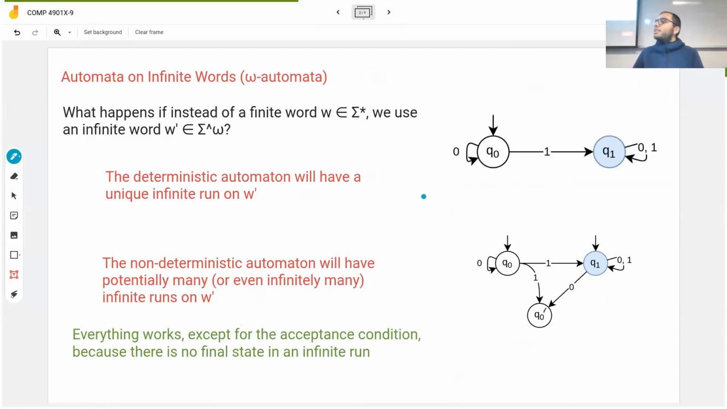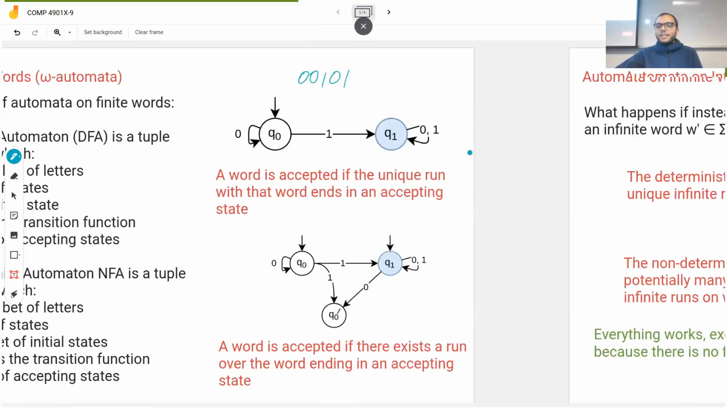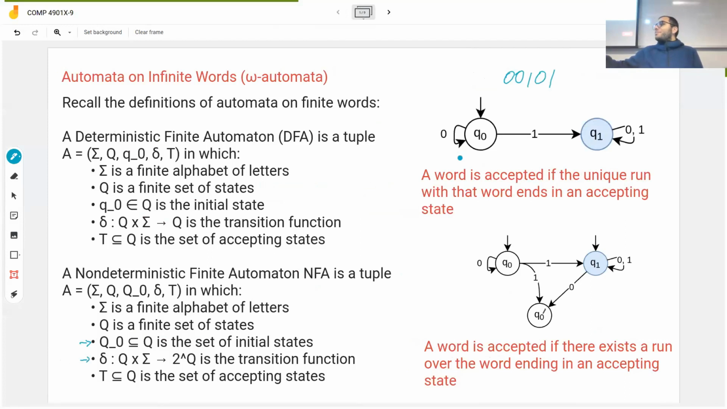If I have many different runs, or even infinitely many different runs, on some particular word W prime, I say that W prime is accepted by my automaton if there is at least one of the runs that is an accepting run. But now the problem is, how do you define an accepting run? That's a much more problematic situation, right? Because before, we said that every run ends up at a particular vertex, and then we said that this run is accepting if it ends at an accepting state.